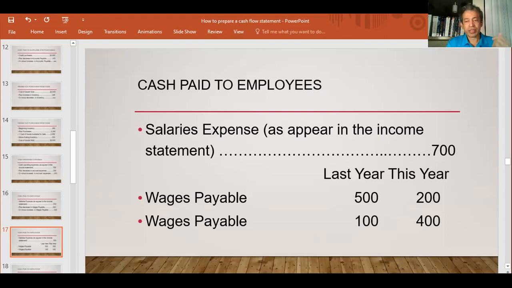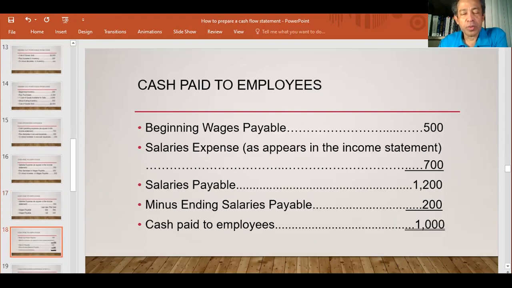Alternatively, in contrast, if wages payable has gone up, so last year was $100, this year is $400, it has gone up by $300. That means you paid less cash, or you spent less cash. So salary expense, even though accrual amount is $700, your cash would be only $400. Because from $700, you financed some of it by not paying. So your employees are actually financing part of your business. Can you see? They're financing your business by not forcing you to pay their wages on time.